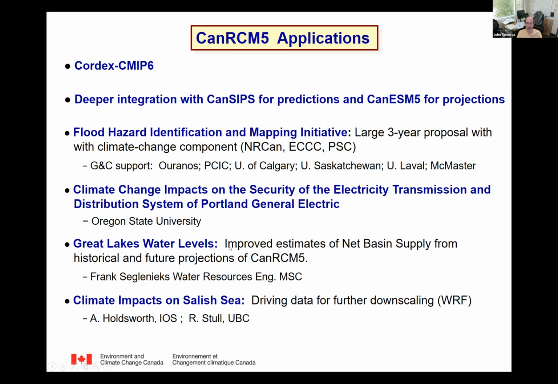With these improvements in the lakes, we're hoping to improve estimates of lake water levels through producing net basin supply from the regional climate model, which is a critical component, and hopefully improving that and maybe helping with things like flooding in the Ottawa River Valley. That's with Frank Seglenieks at Water Resources and MSC, and also other projects such as using the driving data from CAN-RCM5 to be used by other regional climate models to downscale even further for climate impacts over the Salish Sea. So these are just some initial things that CAN-RCM5 will be used for, but I imagine there'll be many, many more like the last time. And I guess I'll just leave it there and ask for questions.